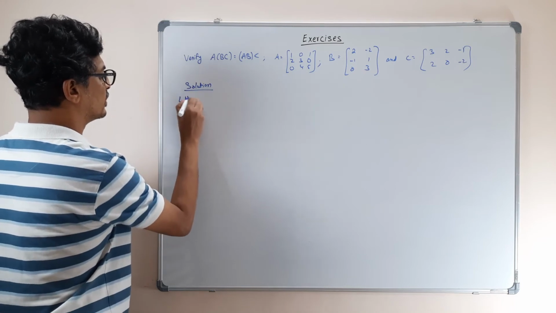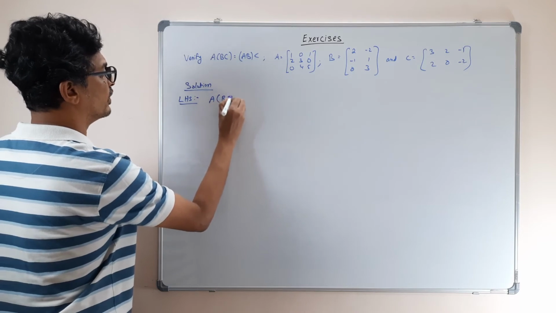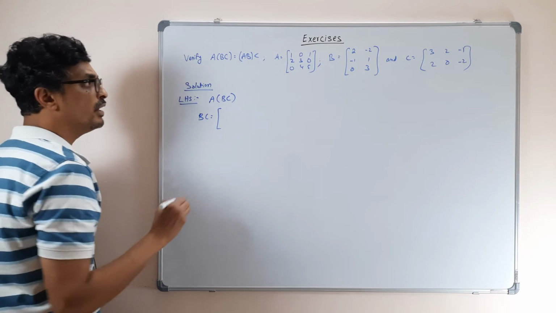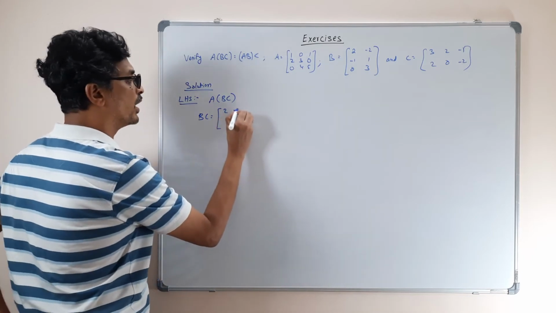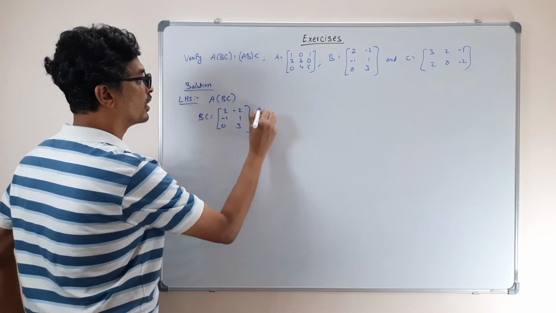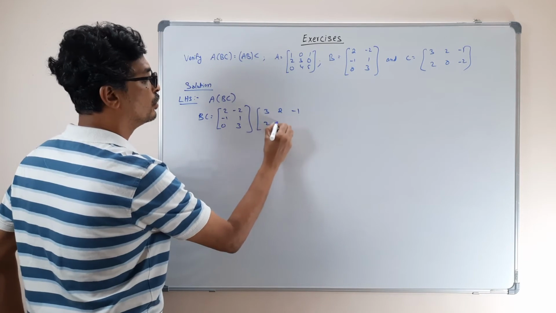LHS, correct? What is LHS? A, B, C. Let us first write the BC. What is the matrix B? 2, minus 2, minus 1, 1, 0, 3. And what is C? Tell me. 3, 2, minus 1, 2, 0, minus 2.